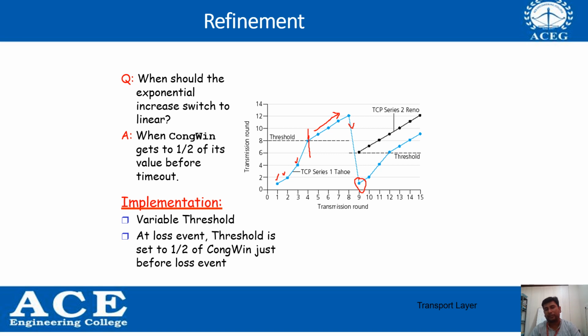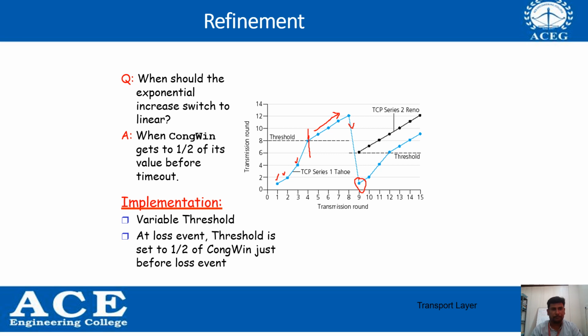But in TCP slow start, initially we'll start with MSS equal to 1. We'll increase exponentially up to half of the congestion window, and from there we go for linear additive increase. Whenever a congestion is identified, this segment size is reduced to 1, and again we repeat the process. So here we are going to have variable thresholds, and we are going to adjust our congestion windows accordingly.